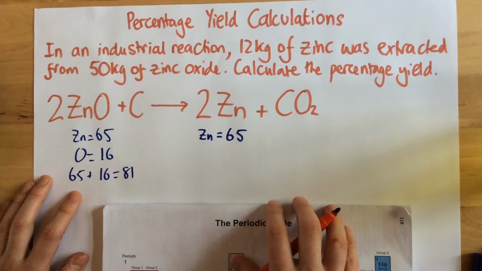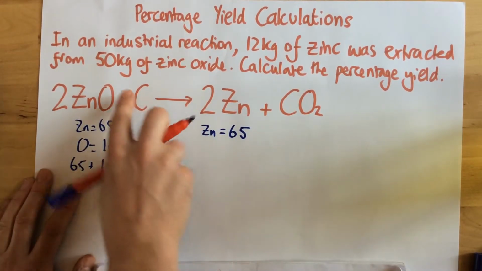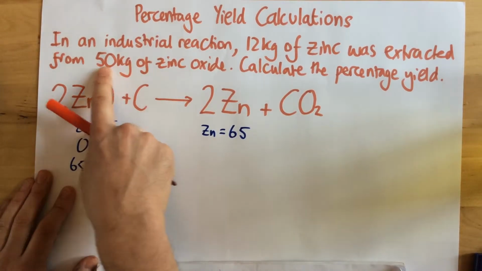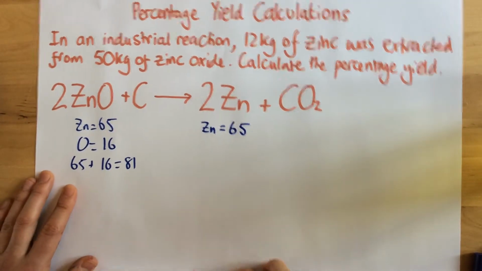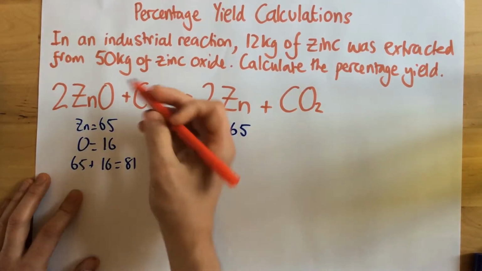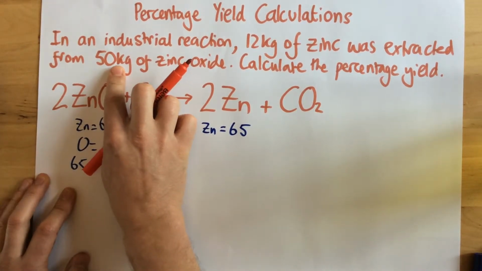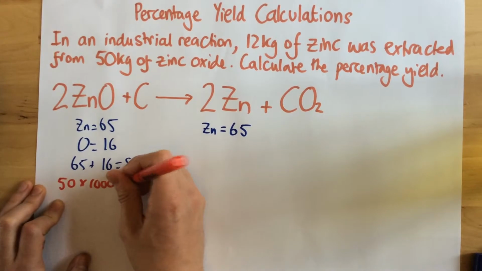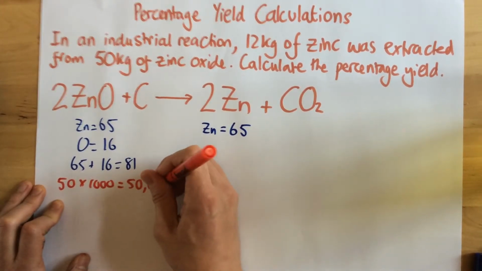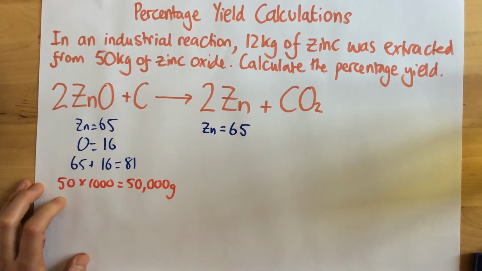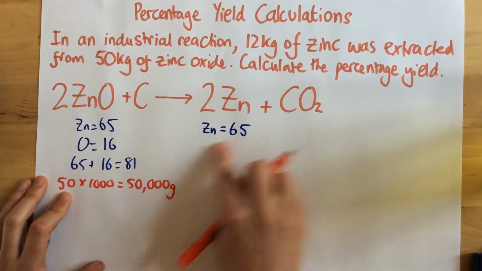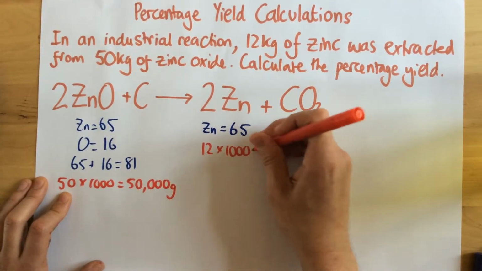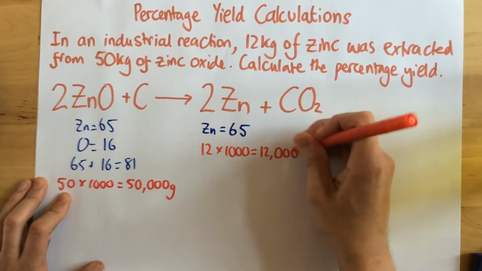Okay, my next step, because I need to factor in my mass, I'm just going to convert these from kilograms to grams, because I need them to be in grams in order to use an equation triangle that I'll show you in a second. So 50 times 1,000 equals 50,000 grams. And on this side, 12 times 1,000 equals 12,000 grams.